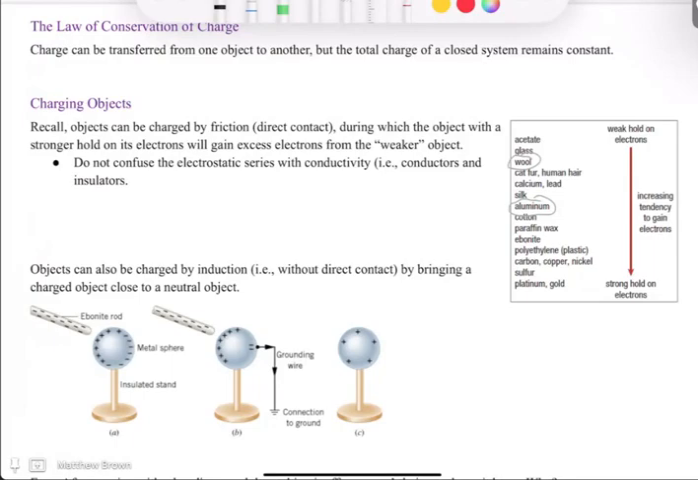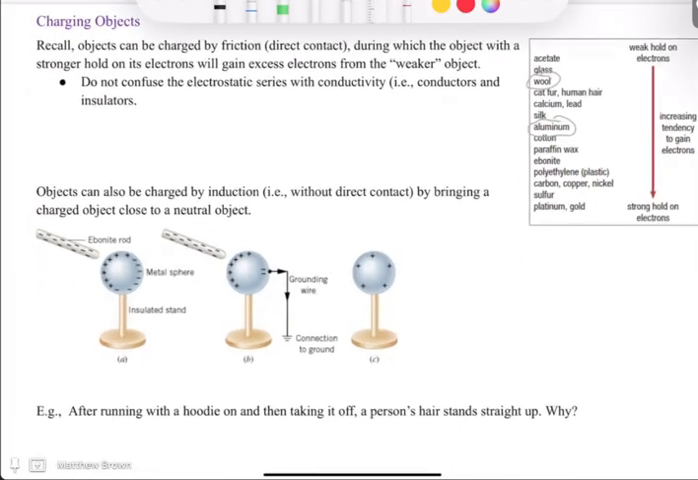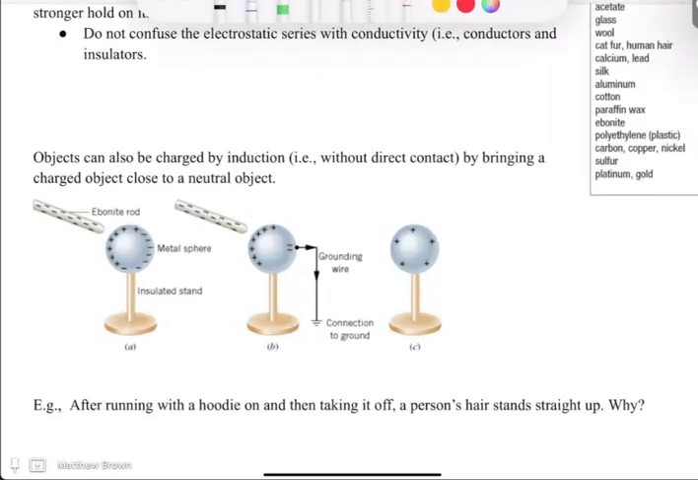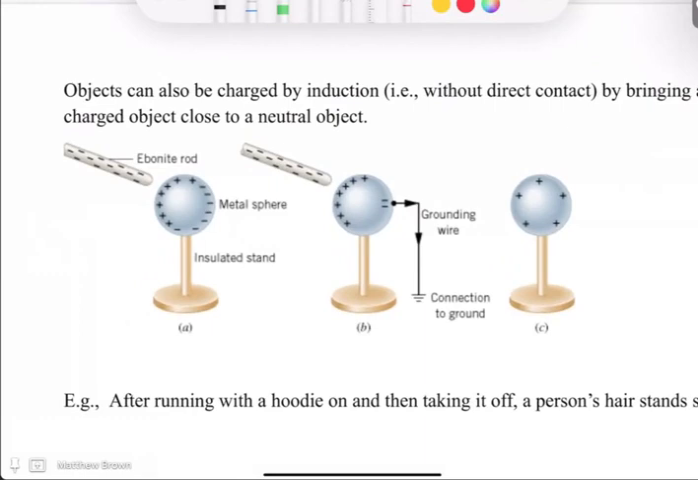The other way to charge objects is induction. The idea of this is charging without direct contact. That's really the difference: you could charge something without having to rub the two things together and let the electrons jump from one to the other. So you have to be a little bit clever. Here's a little picture of how you might charge something by induction.